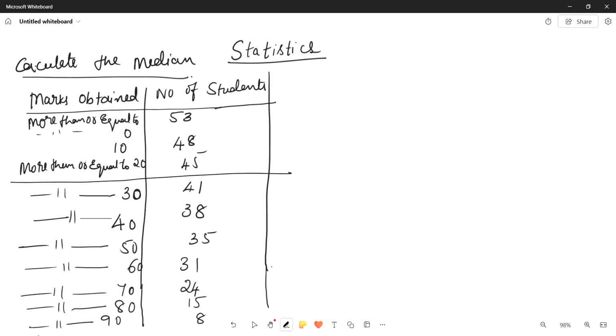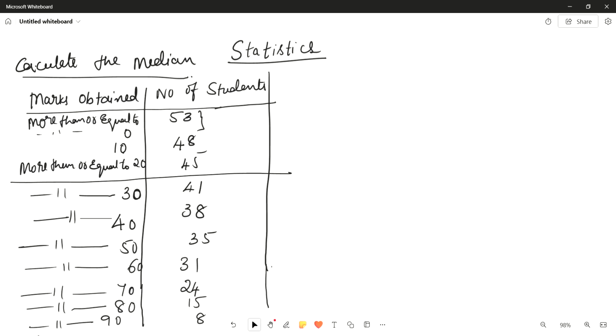More than or equal to 0, it is 53. More than 0 means everything will come, correct? That means everything total, it is 53 now. Understood? Next comes more than or equal to 10. More than 10 it is 48, and more than 0 it is 53. So from 0 to 10, how much will be the number? 5.